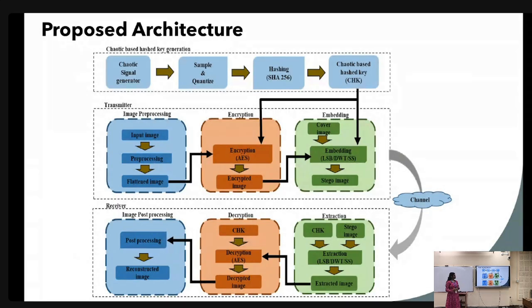At the receiver, first we have to extract the data hidden behind. That is the inverse operation. If you are using LSB, then on the receiver side the same LSB extraction will happen, and then the extracted image undergoes decryption, and thus we reconstruct our original image.